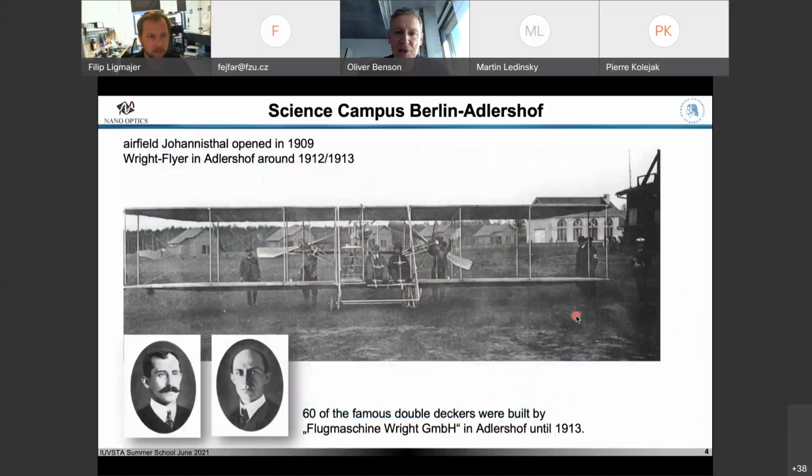So there's quite a history. And just one remark, which I always find interesting when I'm here on the campus. It used to be an airfield in the beginning of the 20th century, and many airplanes were built here. Berlin is kind of flat and has a lot of wind, so it's a good location for an airfield. And here you see a photo of the famous double-deckers from the brothers Wright. They built 60 or nearly 100 in their company Flugmaschine Wright GmbH in Adlershof until 1913.